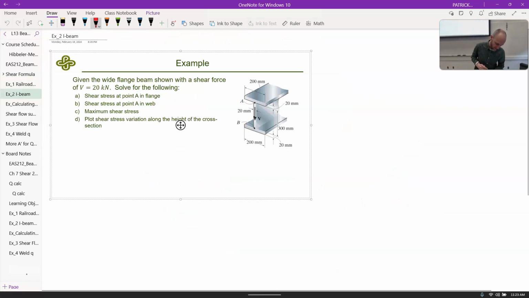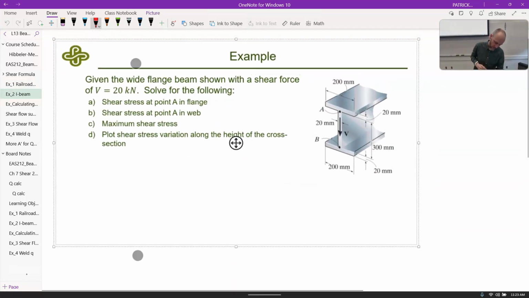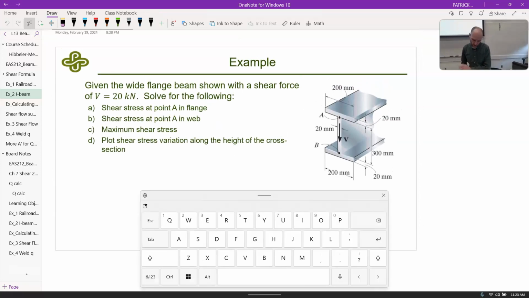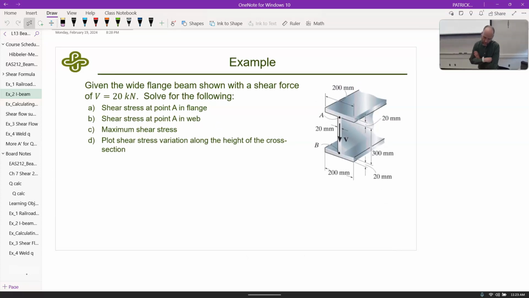Our next example is a common cross-section that we use in design, the I-beam. Thickness varies. It's got one thickness, 200 millimeters in the flange, only 20 millimeters in the web. So we're going to have a discontinuity in our shear plot there.